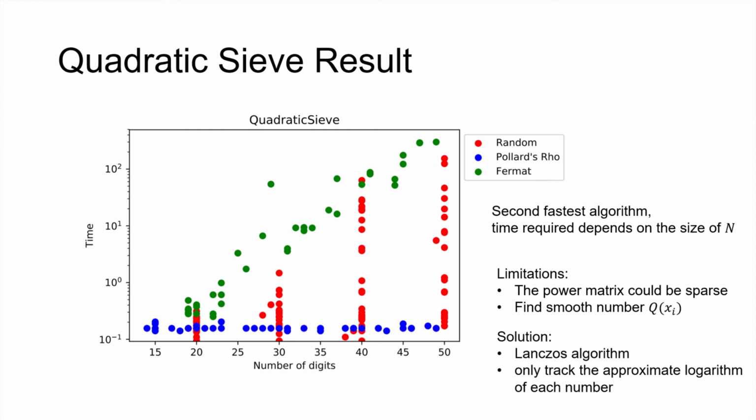When the integer is large enough, the matrix manipulation may be slow, mostly due to the space limitation because the matrix could be sparse. Lanczos's algorithm can be used to solve this problem. Second, finding a smooth number is the most expensive step. A common trick is to only check the approximate logarithm of each number.